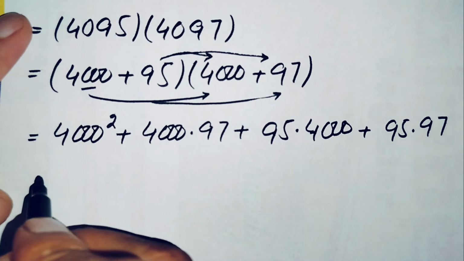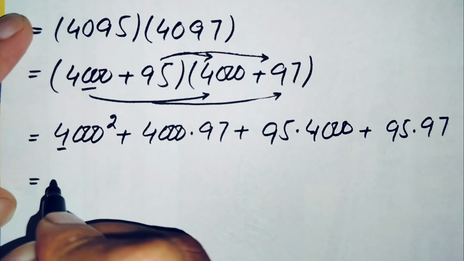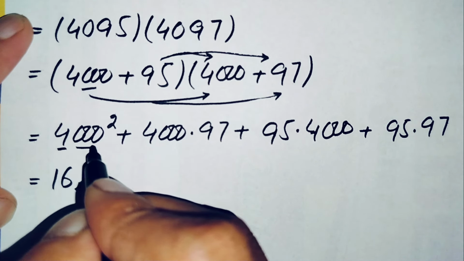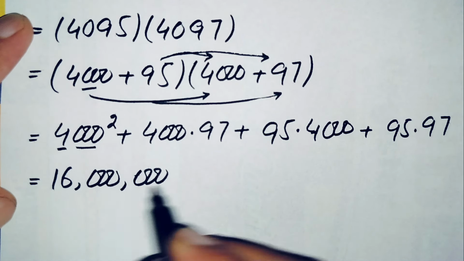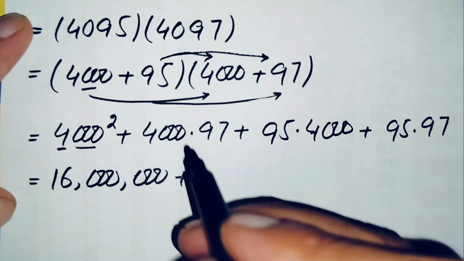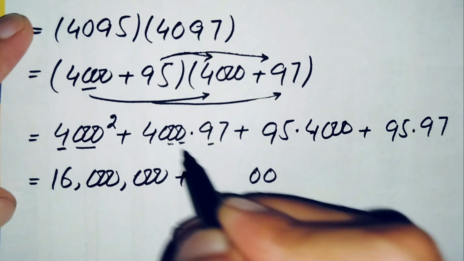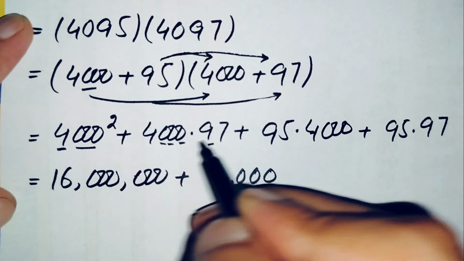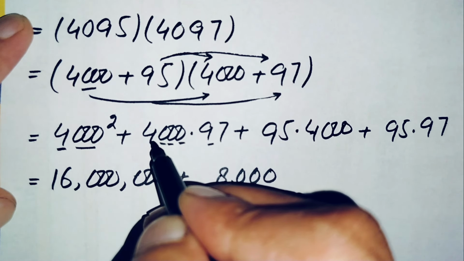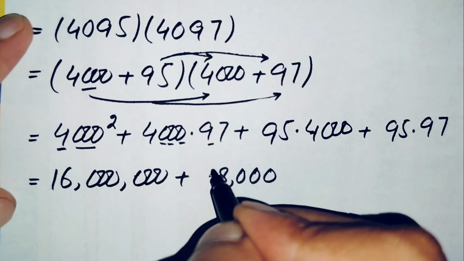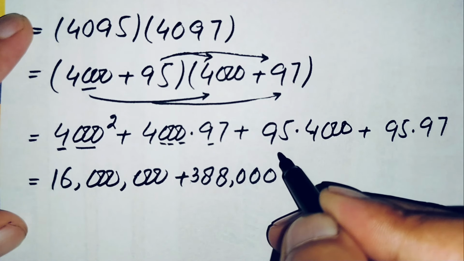So here now we will multiply and find the values of each number. So here the square of 4000 is, the square of 4 is 16 and there are 3 zeros, so these zeros will become double, so this will become 6 zeros. So 4000 square is 16 million plus, we multiply these two numbers, so 97 times 0 is 0, 0, 0, and 97 times 4, 7 times 4 is 28, 8, 2 will be carried, 9 times 4 is 36, 36 plus 2 is 38. So this will give 388,000 plus we will multiply 95 with this number.